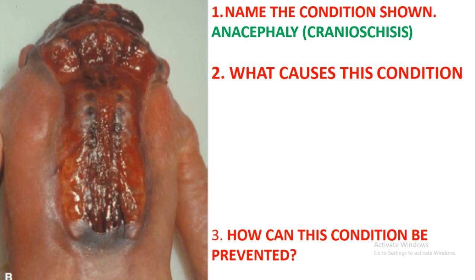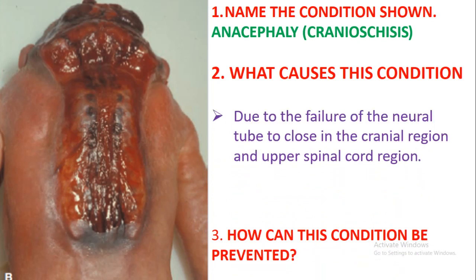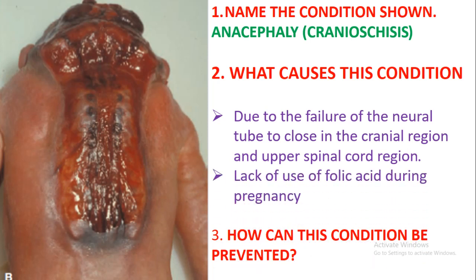What causes this condition? This condition is normally caused due to the failure of the neural tube to close on the cranial region and upper spinal cord. And you need to understand that this condition can also be caused due to lack of use of folic acid during pregnancy. As a result, this condition can simply be prevented by the use of folic acid during pregnancy. Let's quickly move on and look at the next slide.